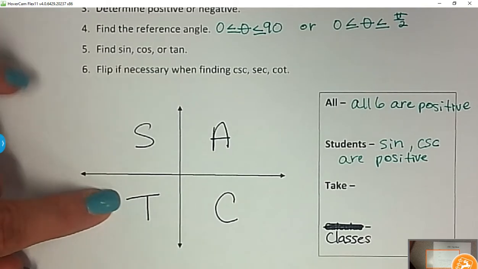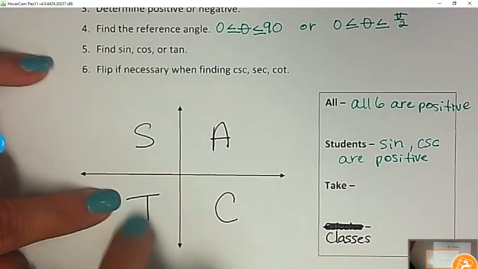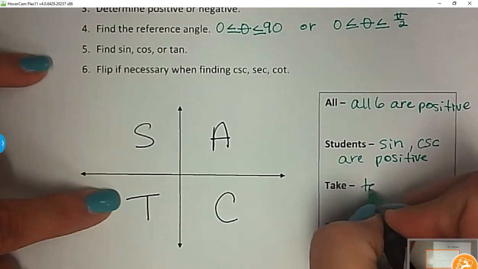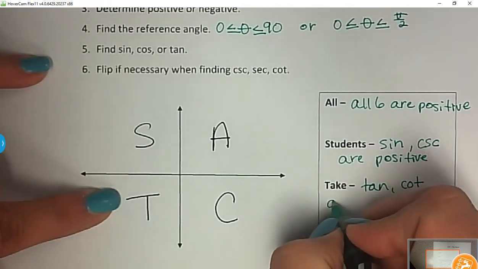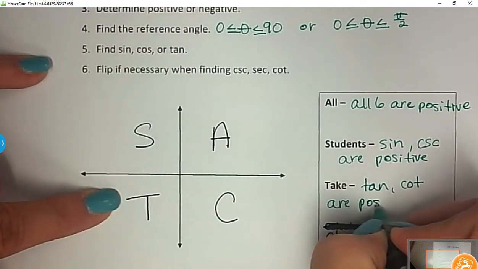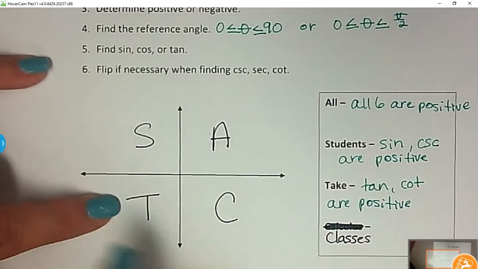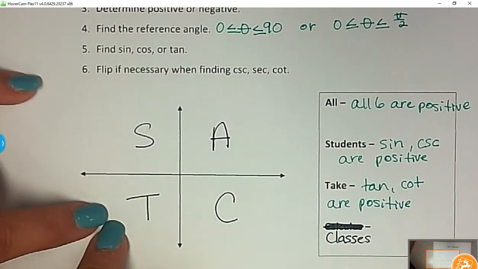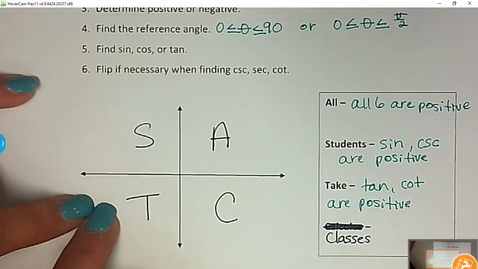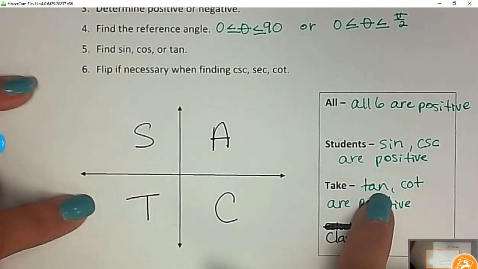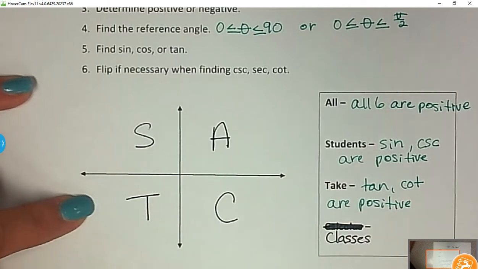Quadrant 3, T. I said take, all students take. Well, that is for the tangent and its reciprocal. So tangent and cotangent are the ones that are positive here. So if I ask you to find the values of the trig functions for, say, 210, okay? If I ask for the sine of 210, it's going to be negative. Cosine of 210 is negative. The tangent of 210 will be positive. And you just kind of see how that's going.